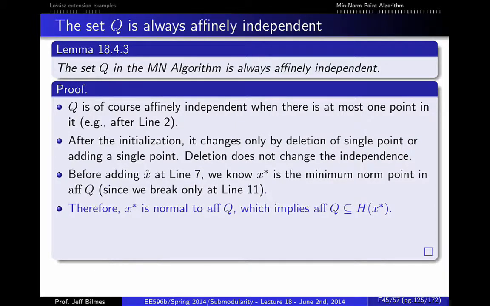So whenever we're in the affine hull of Q, the affine hull is a subset of the hyperplane of x star, right? So x star is normal to the affine hull. If you want a geometric picture, here's x star, and here's the affine hull of Q. The affine hull of Q is then going to be some subset of the hyperplane, because the hyperplane is always an n-1 dimensional subspace, right?